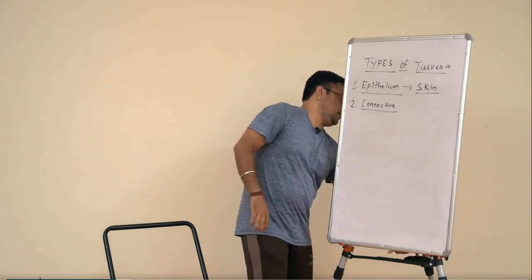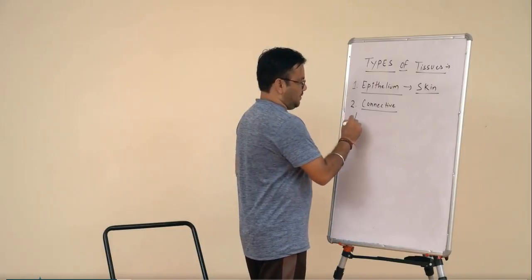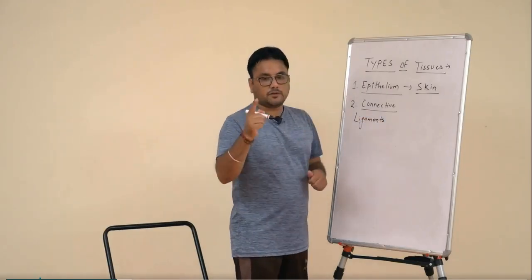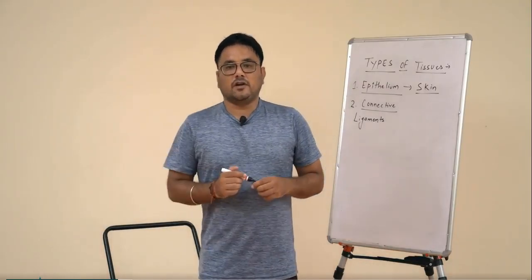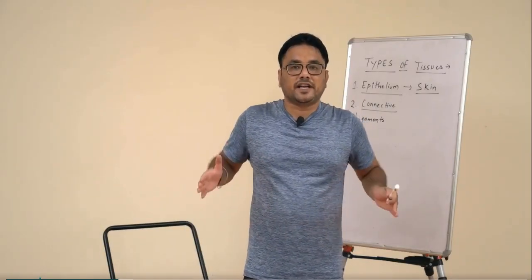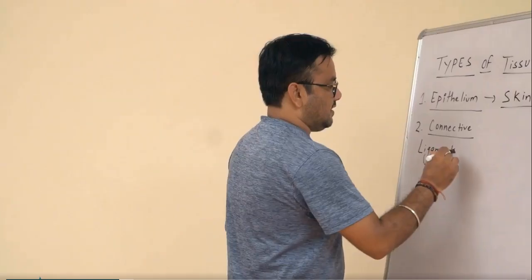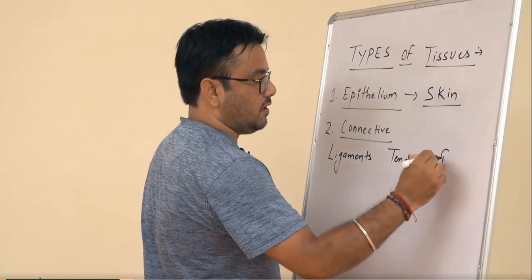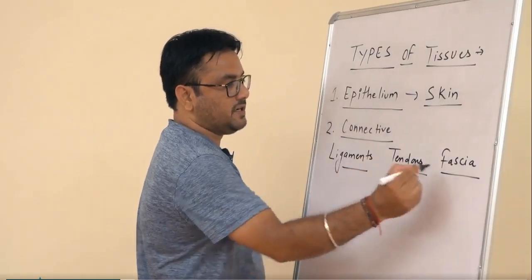So in connective tissue, you have heard about these terms also. Ligaments we have, right? Everybody has. Yes, that's why you are able to stand right now. That's why you are able to sit right now. That's why you can do chaturanga, and any different types of poses. We have ligaments. The next is tendons, and the third one is the fascia. Tendons, ligaments, and fascia.